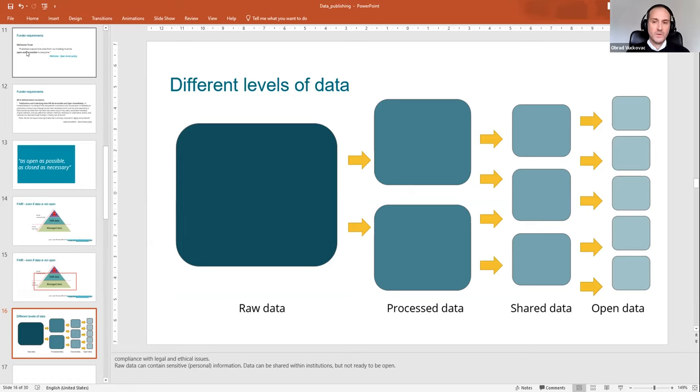Processed data is the other thing. When data is processed, it is usually anonymized just to hide this sensitive information. So you have to articulate to your researchers to keep that in mind, what they are publishing and how they can do it.